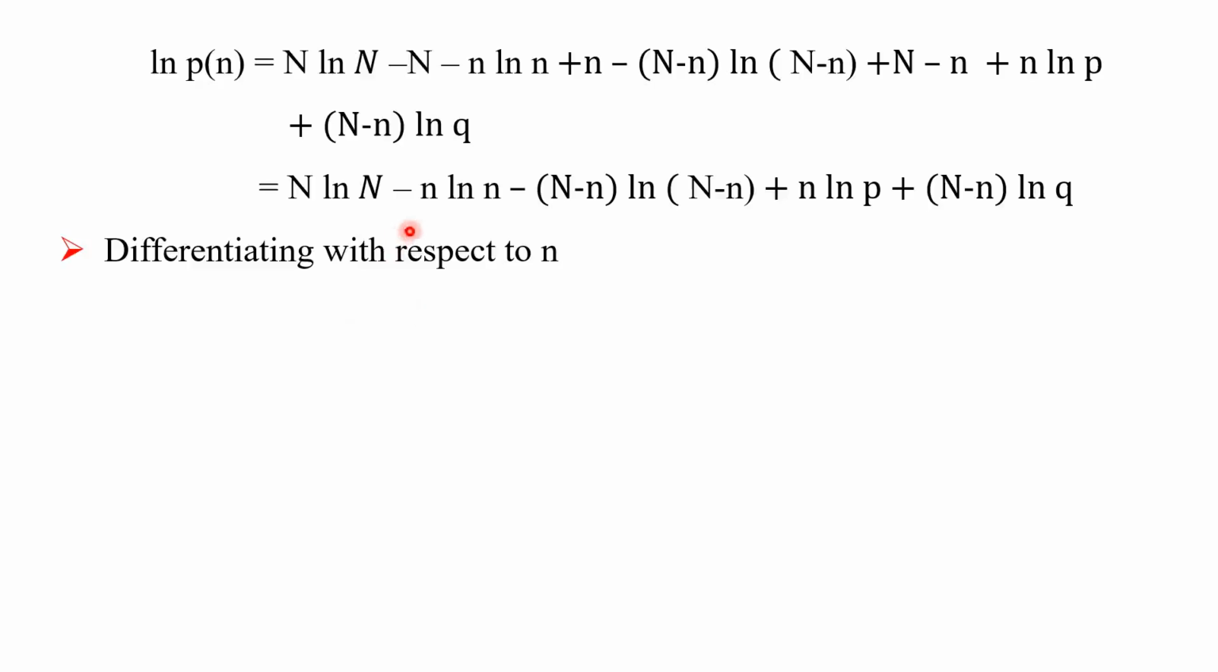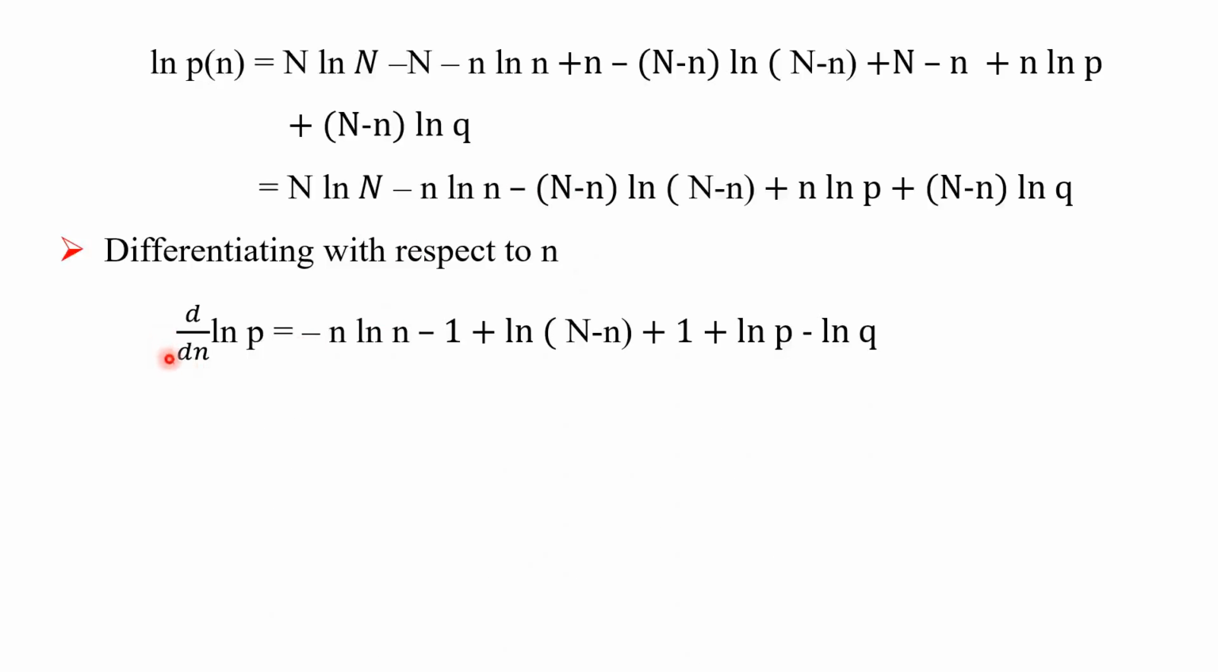Differentiating this equation with respect to n, we get d/dn of ln Pn equal to minus ln n minus 1 plus ln (capital N minus small n) plus 1 plus ln p minus ln q. Here the minus 1 and plus 1 cancel, and ln is common. So we write ln of (capital N minus small n) times p, with the positive term in the numerator and the negative term in the denominator.